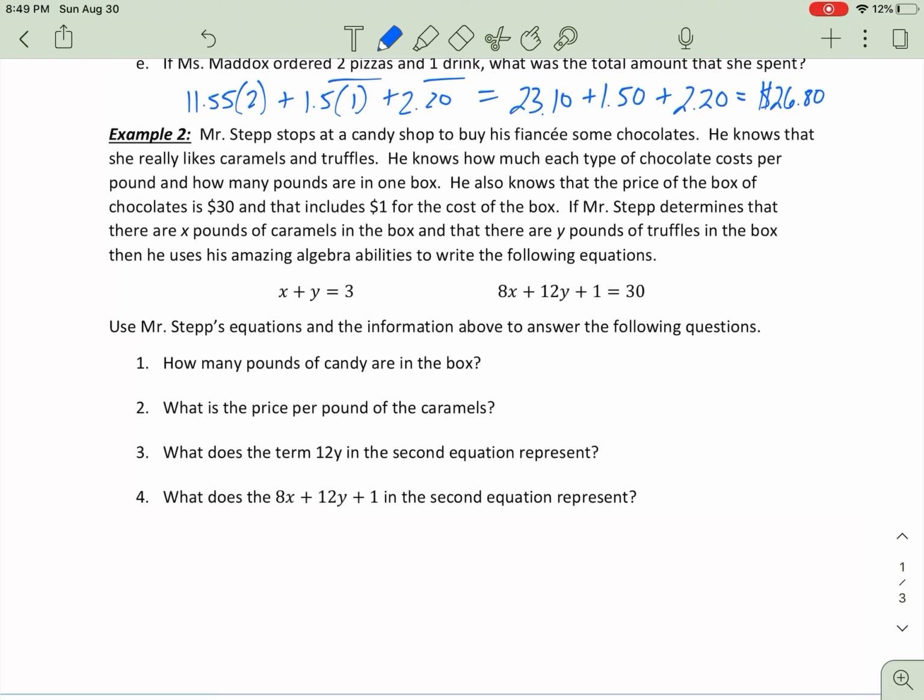So, using Mr. Stepp's equations and the information above, answer the following questions. How many pounds of candy are in the box? Okay, so it looks like there are, let's see here, let's read back through it.